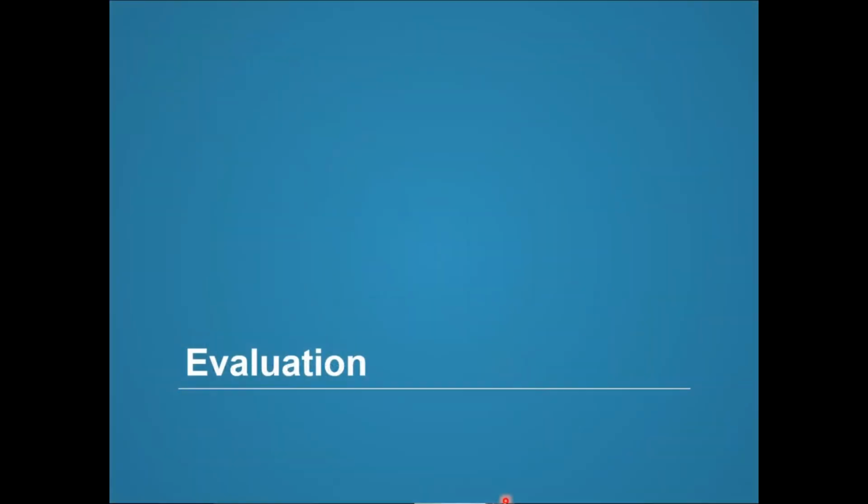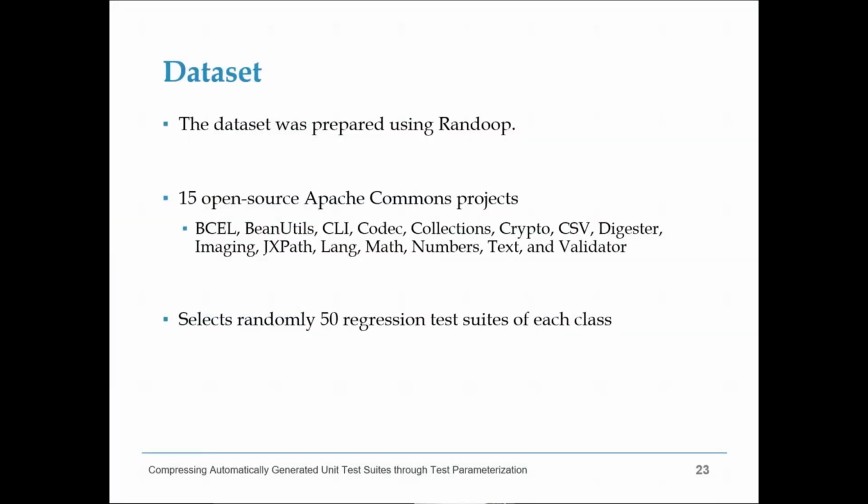Next section is evaluation. For the purpose of the experiments, we firstly prepared a dataset of automatically generated test suites by using Randoop to generate unit tests for Java classes in 15 open source Apache Commons projects, the latest versions, such as collections, crypto, lang, imaging, and math. Then we selected randomly 50 regression test suites of each class.